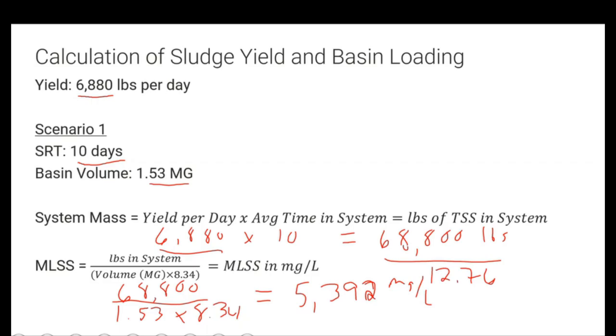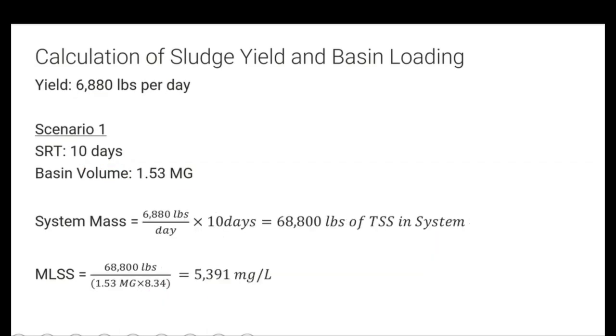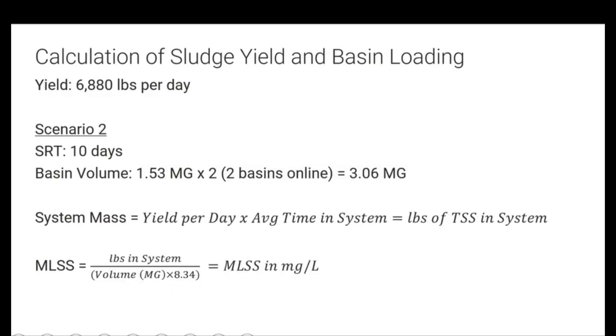All right. I'm going to have you do one more. Scenario 2. Scenario 2 is the same problem, but now you've brought on another basin. So you looked at your system and you said, geez, 5,000 milligrams per liter mixed liquor seems pretty high. What happens if I bring another basin online? So I'm going to wait 3 minutes again, and just a heads up, Paul and Cruz can't answer this time.